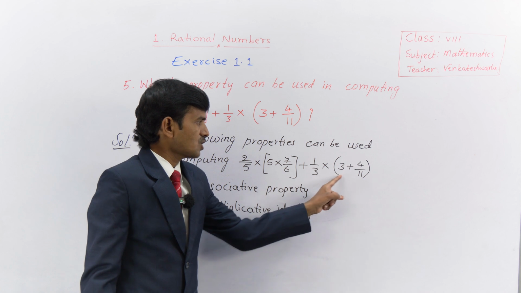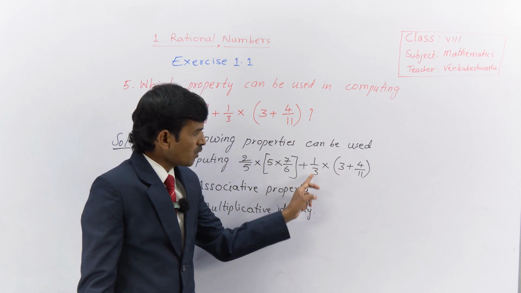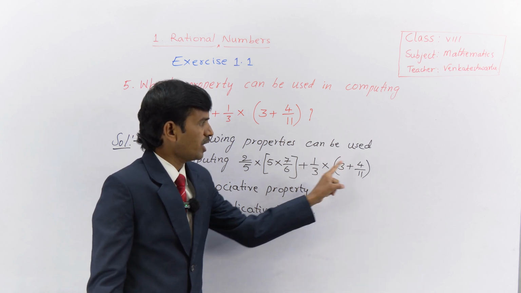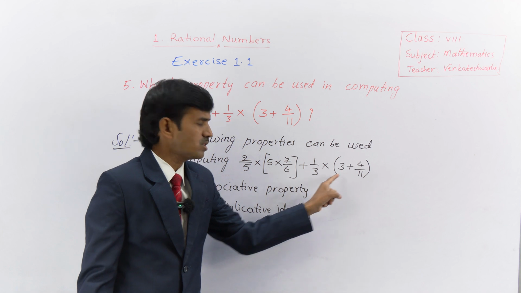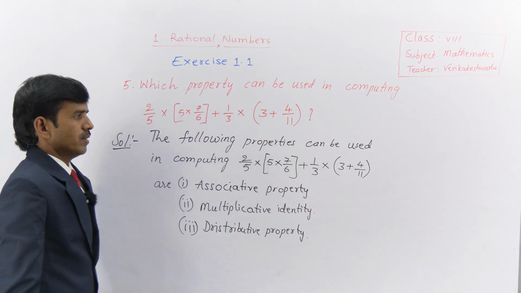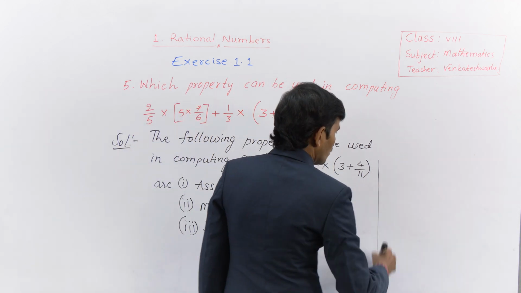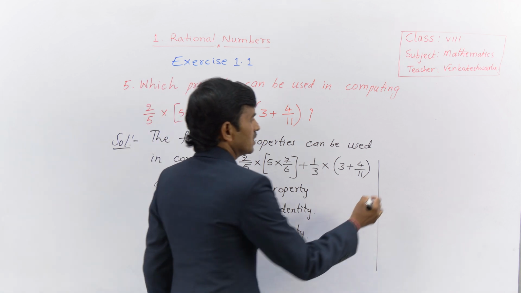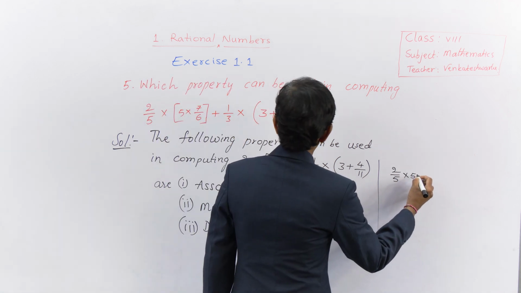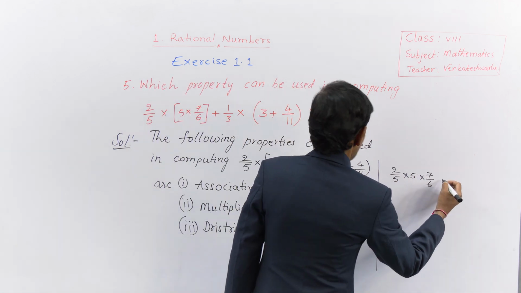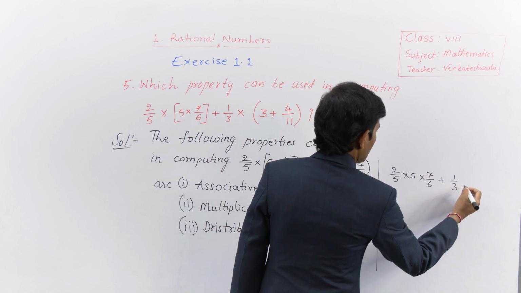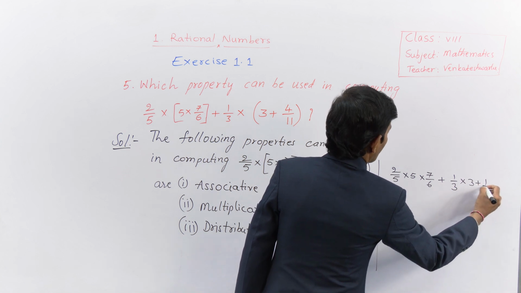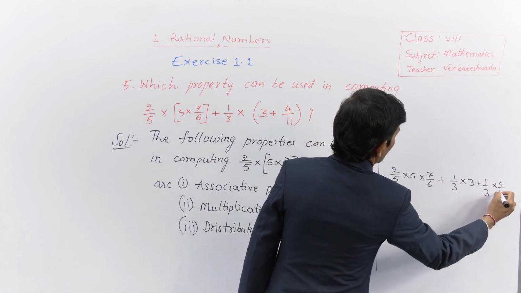Next, in this case also we are going to split 1 by 3 into 3. Next, 1 by 3 into this. That means we are going to use distributive property. See that when you are going to compute this, let us check it. So 2 by 5 into 5 into 7 by 6, plus 1 by 3 into 3 plus 1 by 3 into 4 by 11.